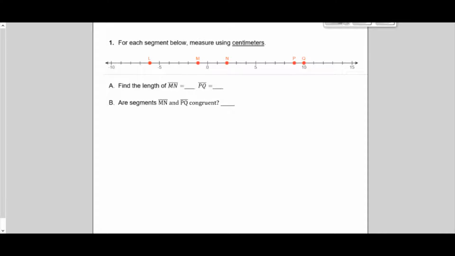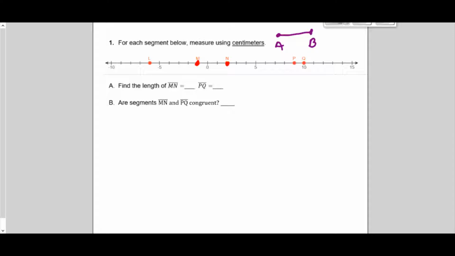Remember, a segment is something that has two endpoints. For example, AB, that's a segment. In this example, we want to find the length of segment MN. To find the length of MN, and this is similar to what you'll do in MathXL, we'll find point M. Here's point M. And then we'll find point N.